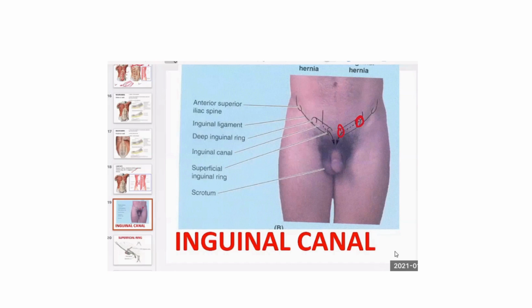First layer is skin, second layer is cremasteric fascia and Scarpa's fascia. Next is muscle layer. The muscle layer on the lowermost part forms two openings. One on the external oblique aponeurosis, that is the superficial inguinal ring. Deep inguinal ring is present on the fascia transversalis. So it has an anterior wall, posterior wall, roof, floor. Something like a box, you remember.